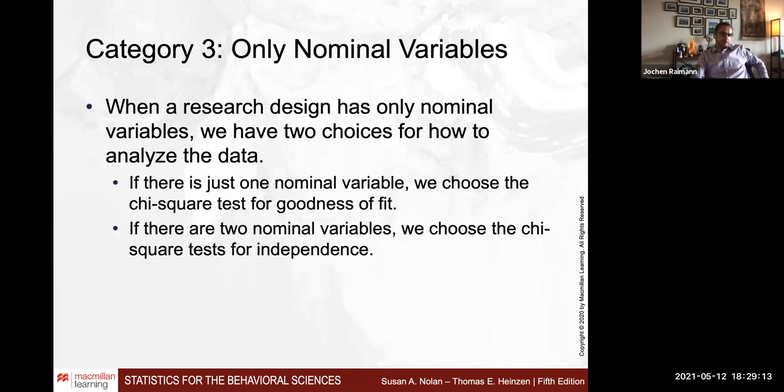And this is category 3: if you have only nominal variables, then you have a situation where, when you only have one nominal variable, you can choose a chi-square test for goodness of fit. And if there are 2 nominal variables, we choose the chi-square test of independence, which both we have done.